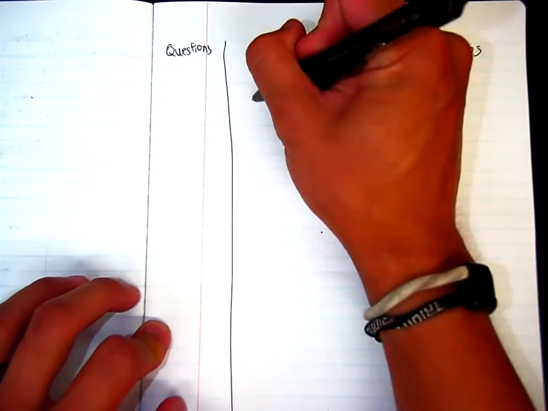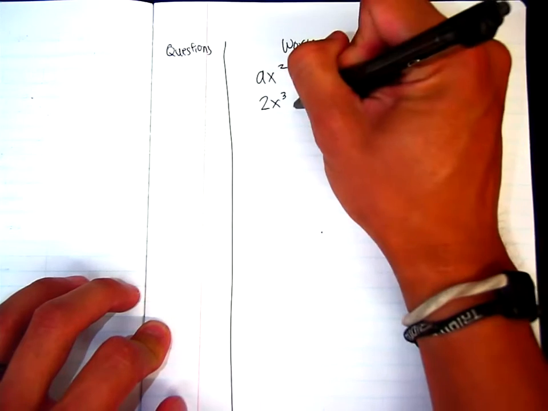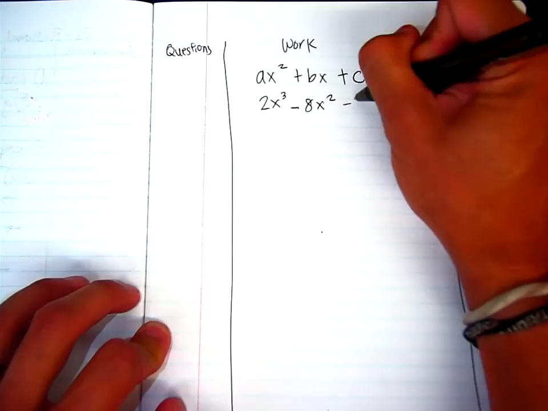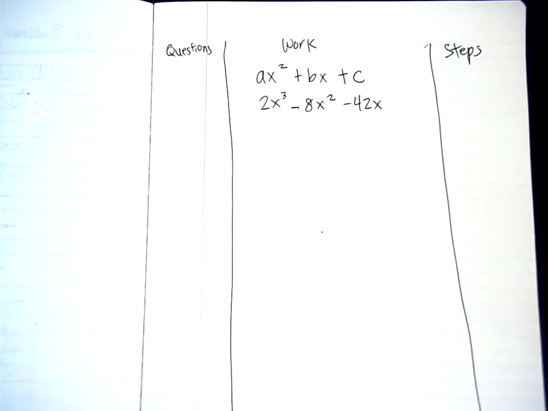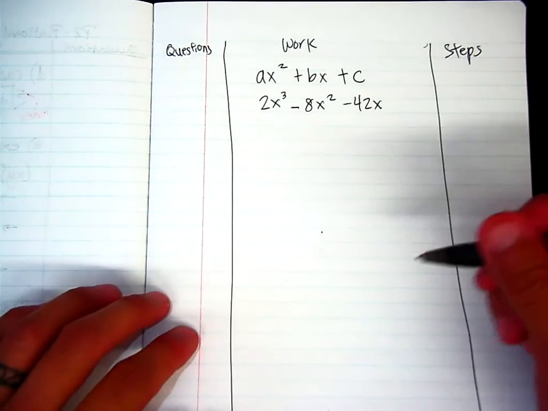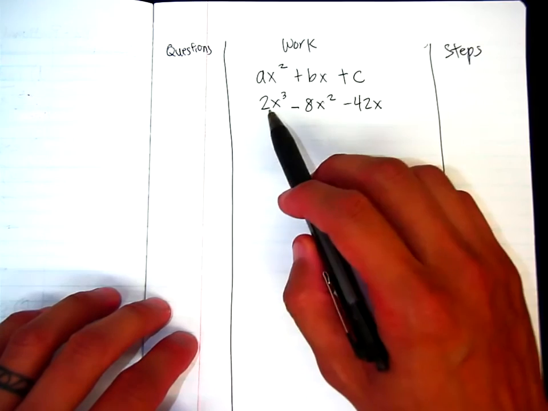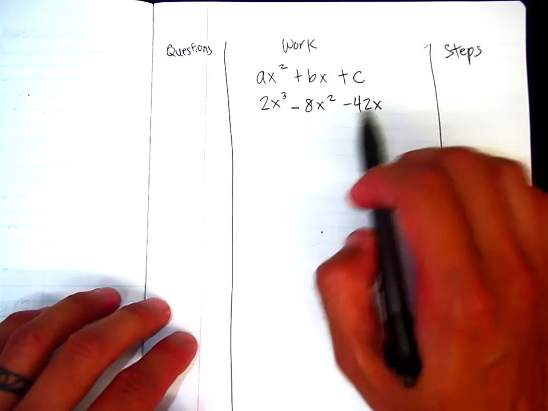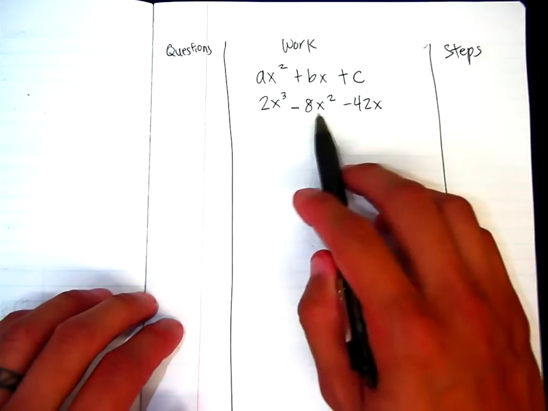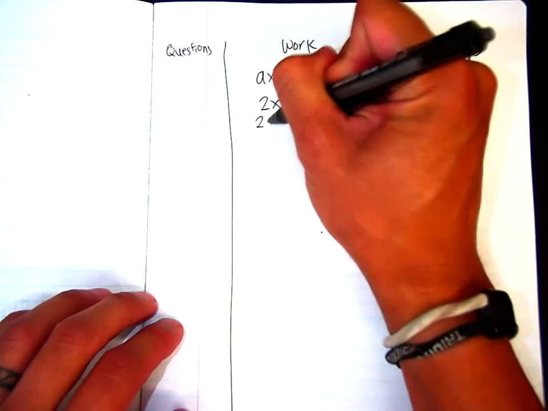Okay, so if we are going to factor, let's say 2x cubed minus 8x squared minus 42x. If I'm going to factor this, the first thing I always look for is a common factor. What a common factor is: what do all three of these terms have in common? And if they have nothing in common, I will go ahead and start factoring my trinomial. So if I look here, they all have 2x in common, so I'm going to factor out a 2x.